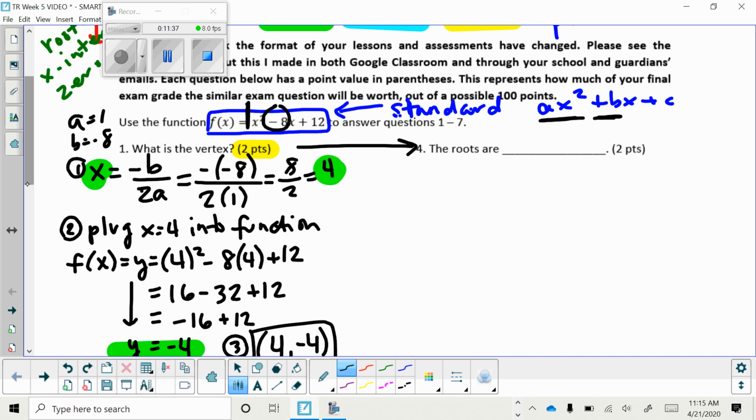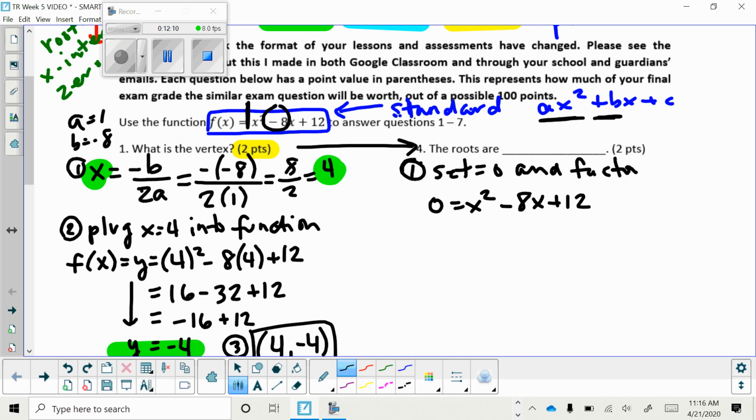So my first step over here when I'm trying to find roots is basically you're letting y equal 0, which means you are setting the equation equal to 0. And then, here's what that looks like. 0 equals x squared minus 8x plus 12. And you're going to have to solve that by factoring. So we set it equal to 0 and factor.